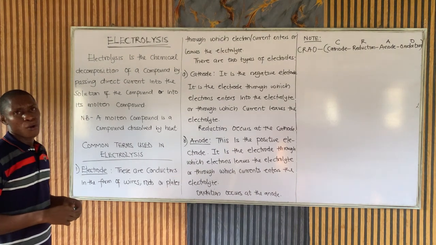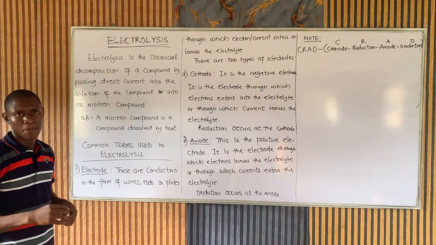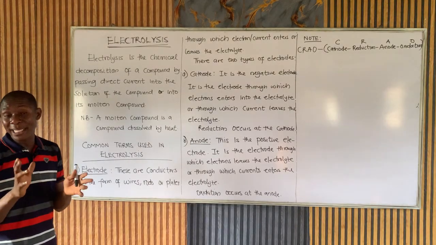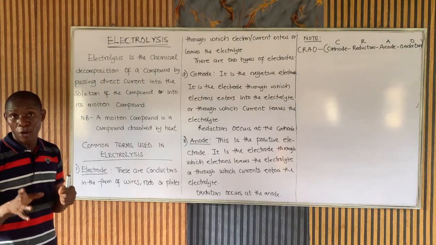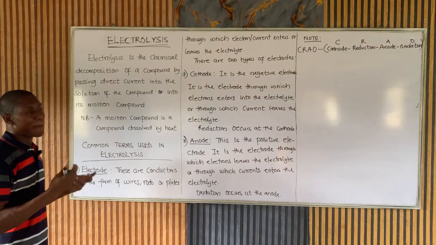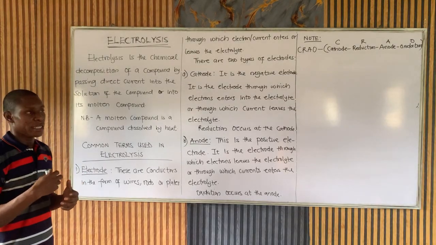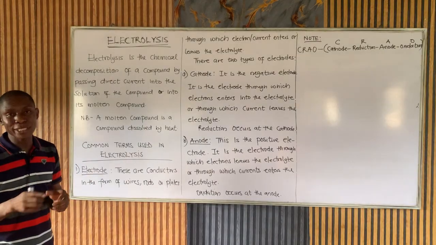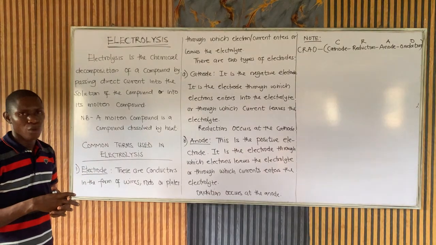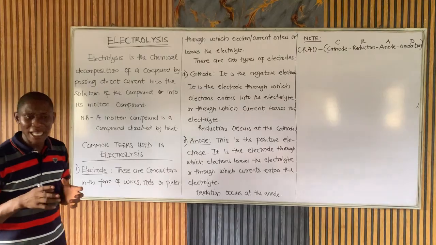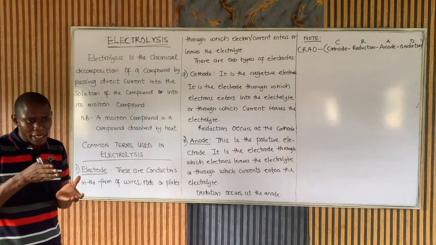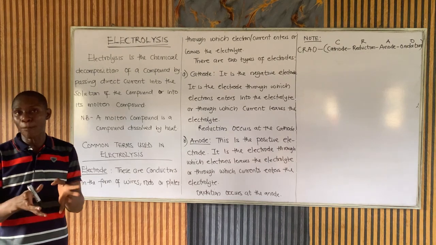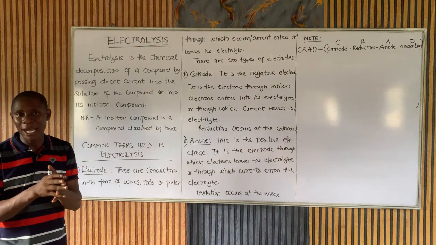Electrolysis. What actually is electrolysis? Electrolysis is the chemical decomposition of a compound by passing direct current into the solution of the compound or into its molten compound. What does that mean? It means that electrolysis is the breakdown, the decomposition of a compound. That breakdown is a chemical reaction.